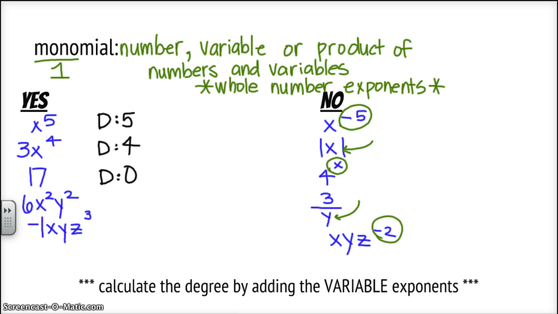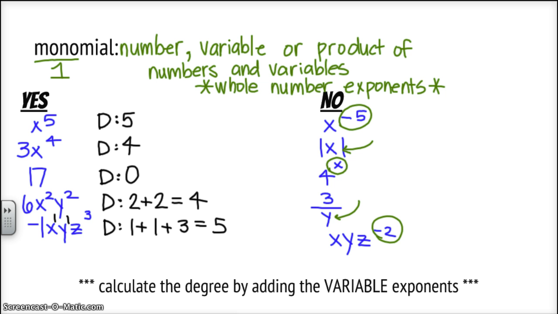The degree of any regular old integer is 0. Okay? Then, in the next one, we have a 2 on the x plus a 2 on the y, so our degree is 4. And the last one, there's a 1 on the x and a 1 on the y. We need to remember that those are there. 1 on the x, 1 on the y. So 1 plus 1 plus the 3 on the z means we have a degree of 5. So we calculate degree by adding the variable exponents.